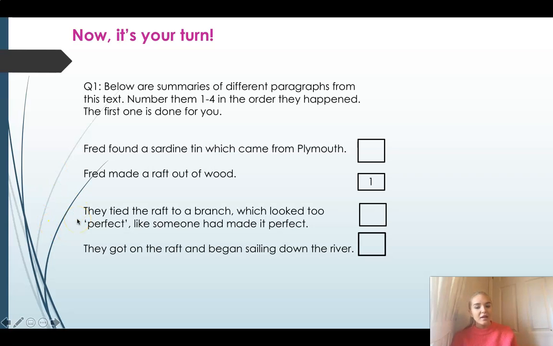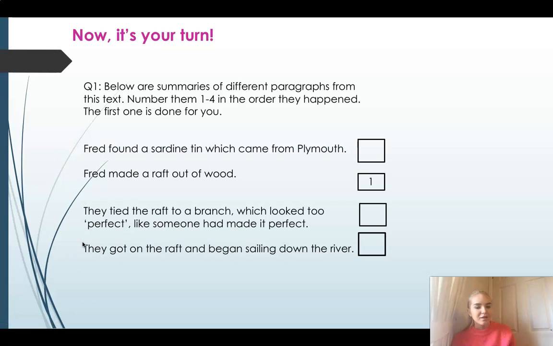So the next one is, they tied the raft to a branch, which looked too perfect, like someone else had made it perfect. Now we know that they were on the raft at the time that they found the sardine tin. So they must have tied the raft to the branch after they'd been in the river. So we know that statement 3 definitely comes after statement 1. But we need to read this one here to decide which order this one goes in.